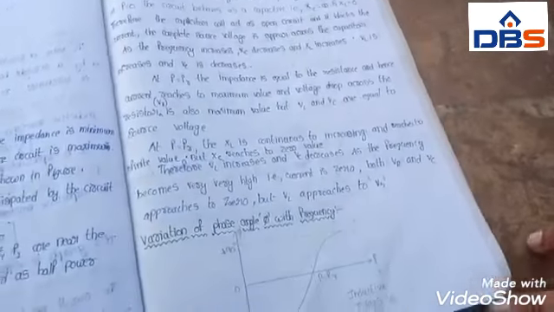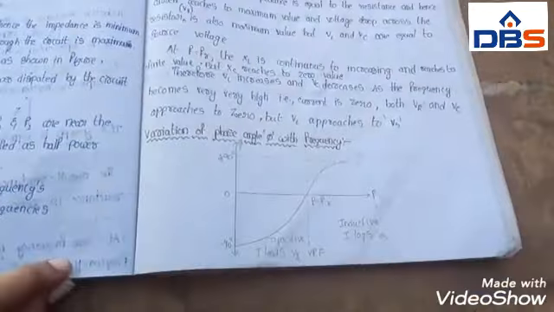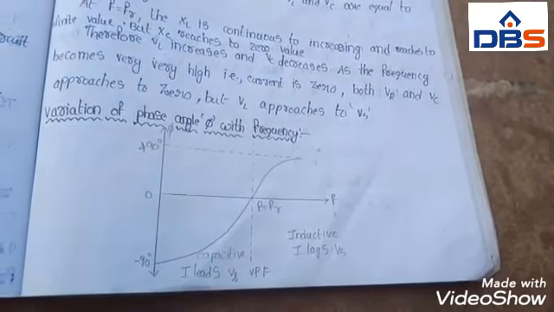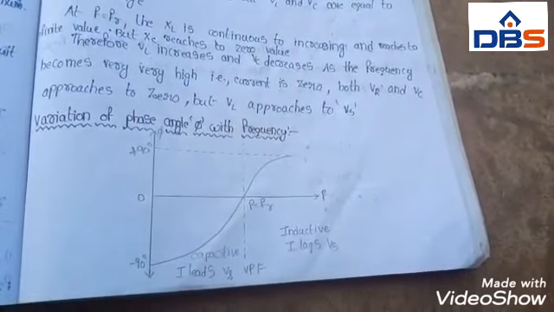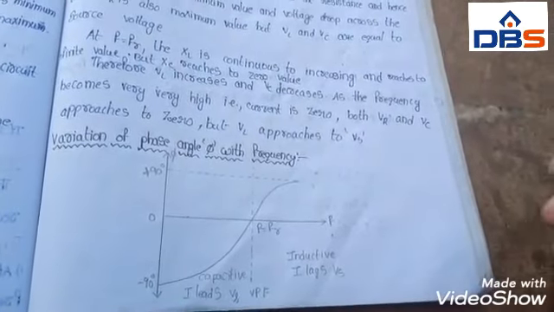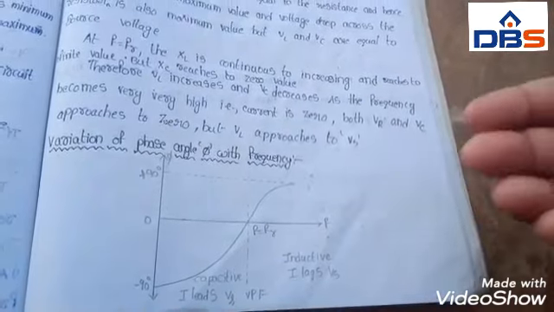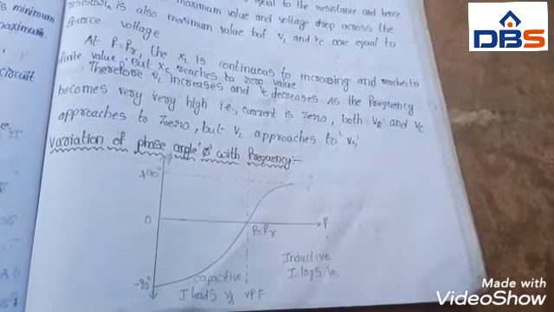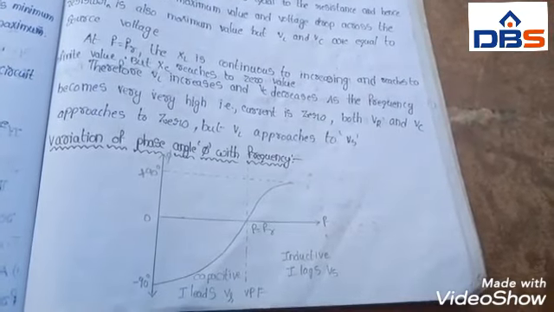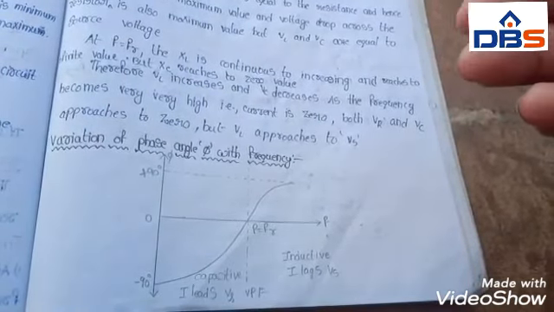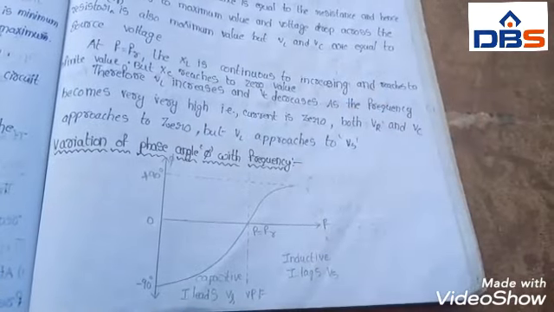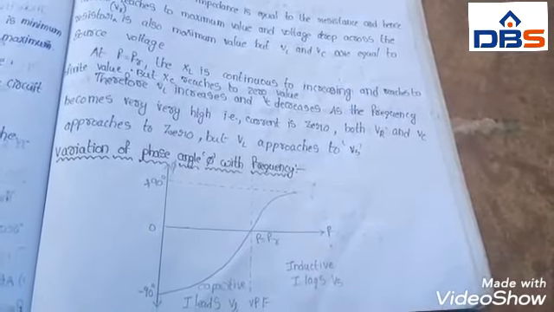The last variation is the variation of phase angle with the frequency. We already discussed it in the impedance variation. At resonance frequency, the circuit behaves as a resistor, that's why the power factor is unity. Below resonant frequency, the circuit behaves as capacitive, that's why current leads voltage. Above resonant frequency, the circuit behaves as an inductor, that's why current lags voltage.